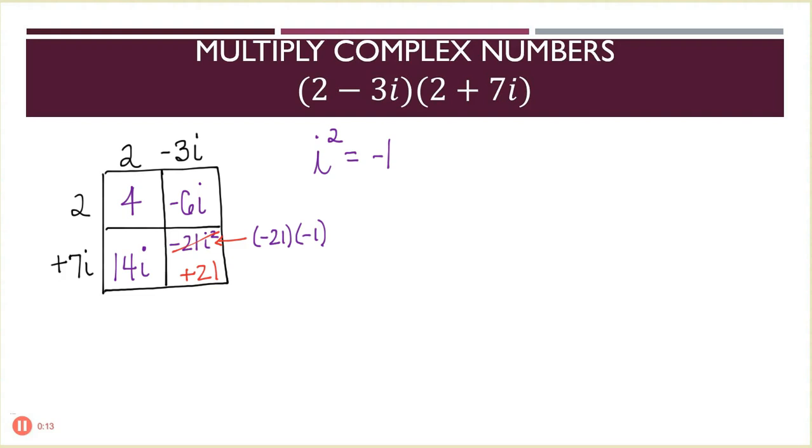So we're ready to combine our like terms, starting with our real numbers. We're going to add our 21 and our 4. That gives us 25. And then we will add our imaginaries. 14i and negative 6i is positive 8i. So the product of these two complex numbers will equal 25 plus 8i.